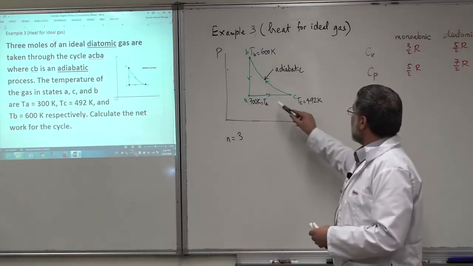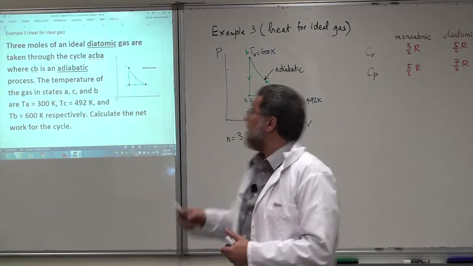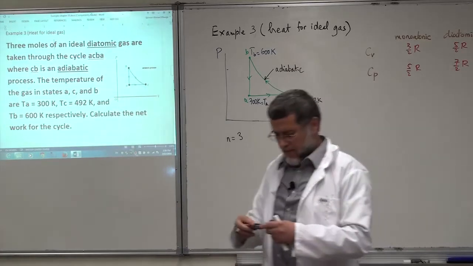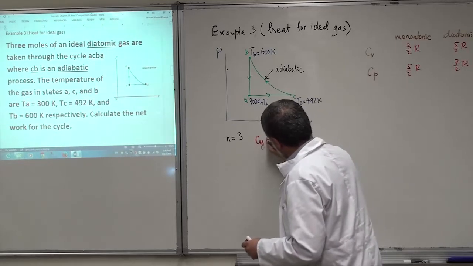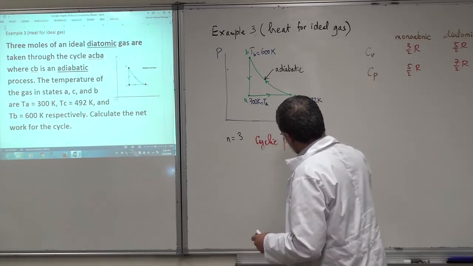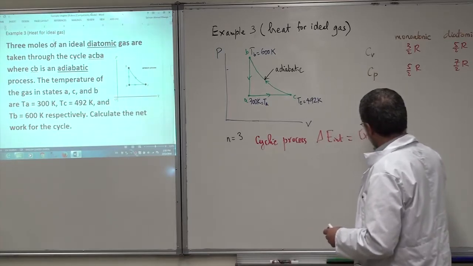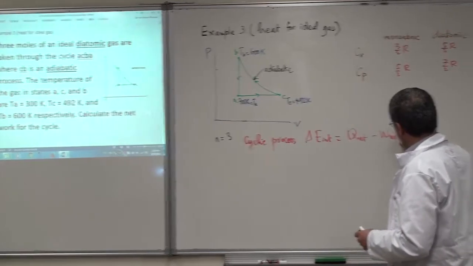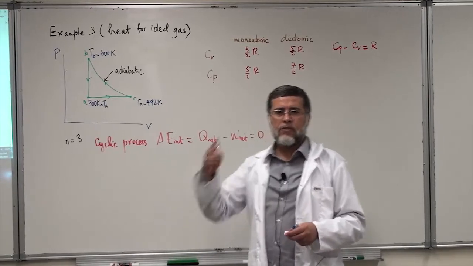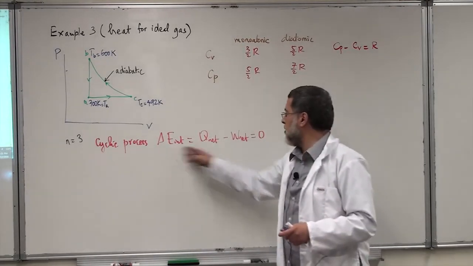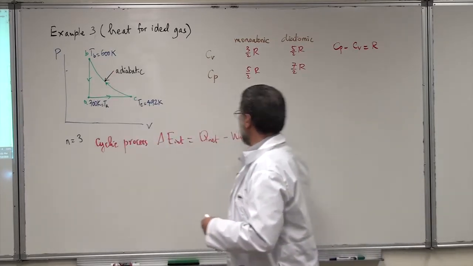So, there are many ways to solve this problem. I'm going to solve it in such a way as to emphasize the heat for ideal gas laws, okay? First of all, this is a cyclic process, okay? And for a cyclic process, we know that delta E internal, which is equal to Q net minus W net, is equal to 0. Because remember, what is delta E internal? It's nCv delta T. For a cyclic process, delta T is 0, and therefore delta E internal is 0 for the cycle, not for each process, but for the whole cycle.